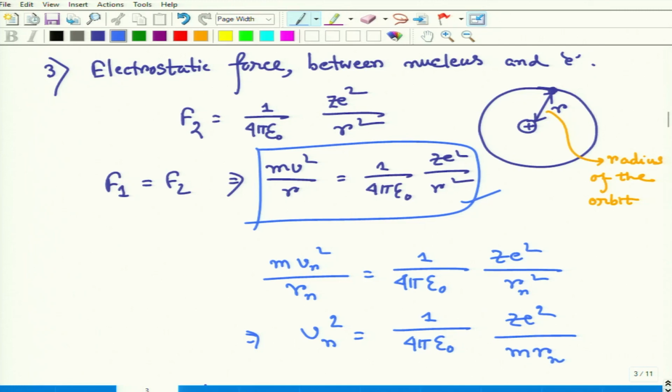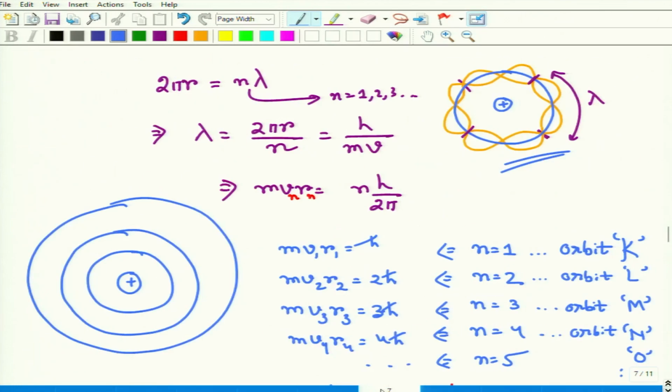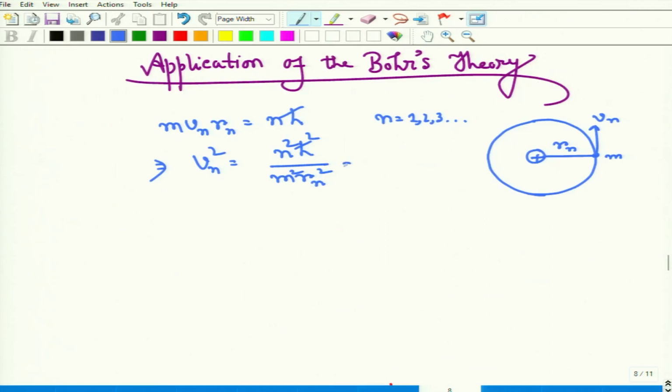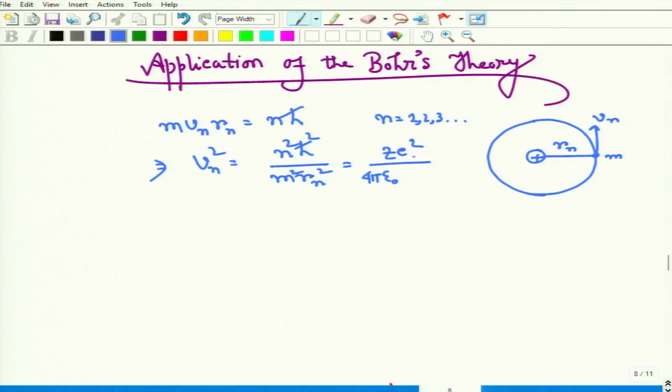Now we have to equate these things. So it should be equal to Ze square by 4 pi epsilon naught m Rn. Epsilon naught is used because we are considering the vacuum. Inside the atom, in the center there is the nucleus, and around the nucleus electrons are revolving, but between the electron and the nucleus there is nothing. That is free space, vacuum we can say. So that must be epsilon naught. Now if we equate, then what will happen?